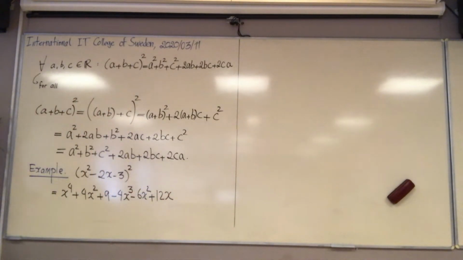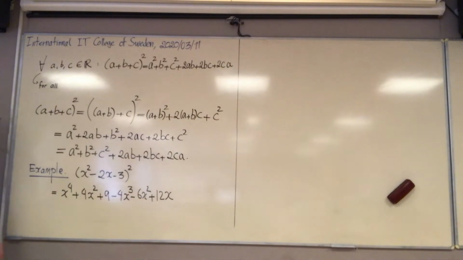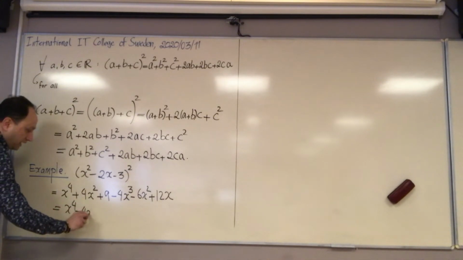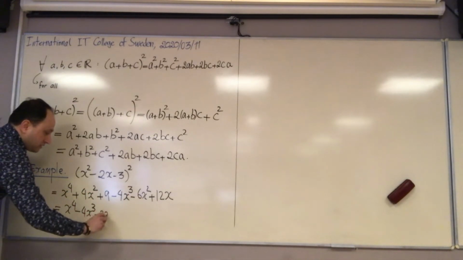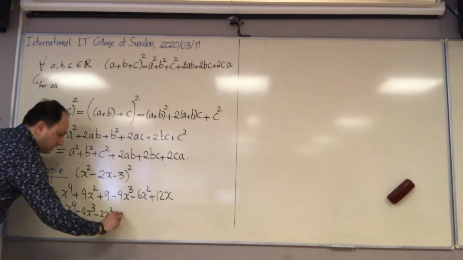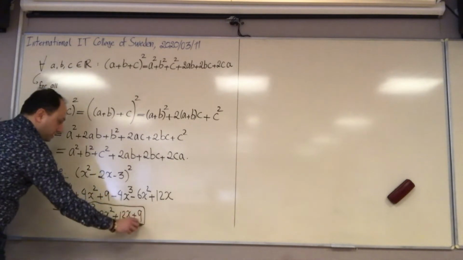Yes? Is that understandable? But of course, it might happen that you can still go further. Yes? In this case, you can. For example, 4x squared and minus 6x squared are similar terms, so I can combine them together. So what would be the answer? The answer would be x to the 4 minus 4x cubed. Then 4x squared minus 6x squared is minus 2x squared. Yes? And then I have 12x. And finally, I will have 9. So this is the simplified version of that expansion.